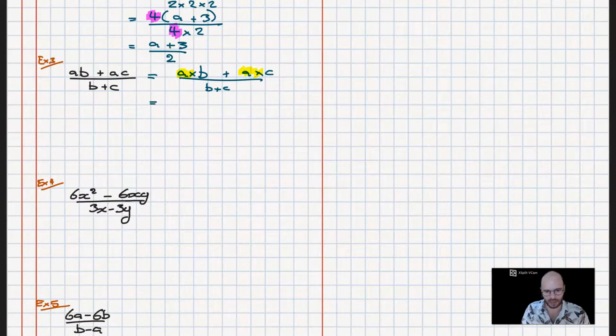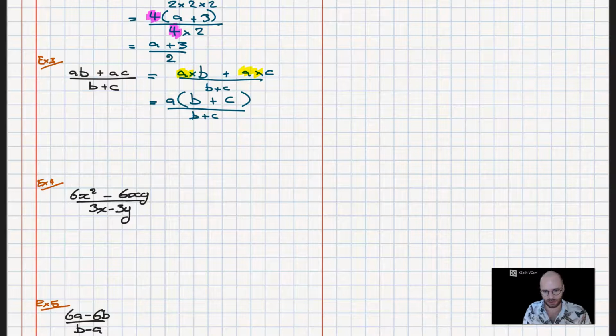Therefore, we can write a, then we can open up some new brackets, and we ask ourselves, what do we leave behind? Well, we leave behind the b, and we leave behind the c. If we expand this bracket out, we're going to get ab plus ac, but if we leave it simplified, it's a multiplied by b plus c. Then downstairs, we've got another b plus c.